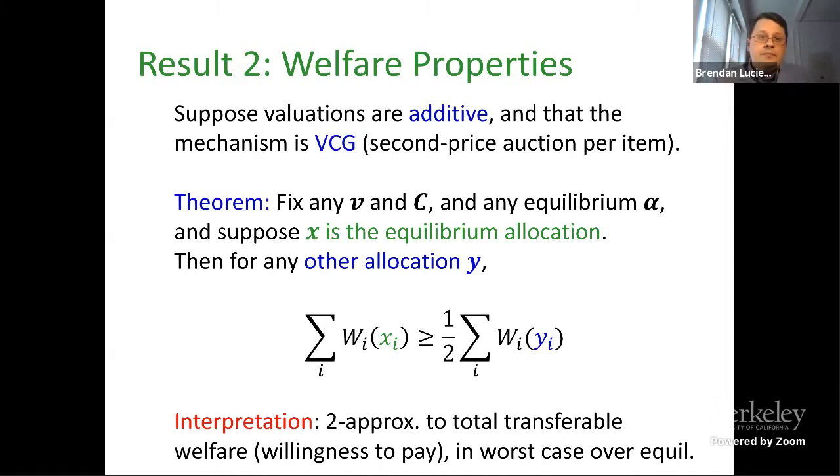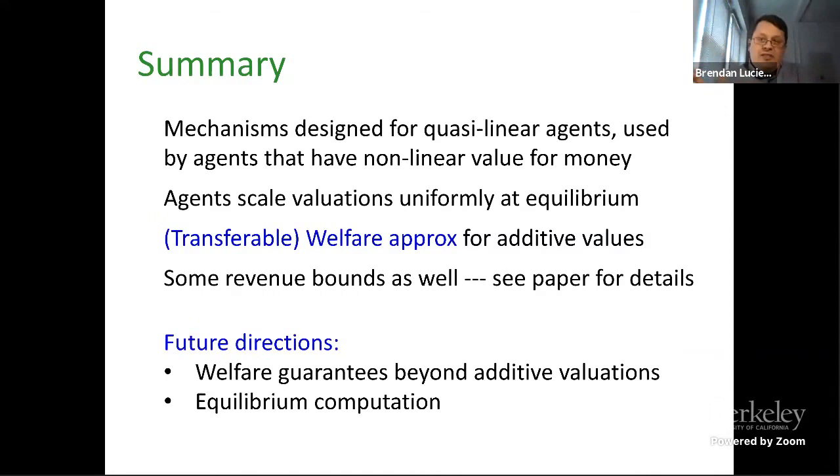Okay, so to summarize: we take mechanisms designed for quasi-linear agents and dump them in this environment where agents are not necessarily quasi-linear. What happens? We get this type of equilibrium where agents just scale by these constant factors. There are some notions in which the outcomes are approximately efficient. Future directions include extending the analysis to more general classes, but also, these are all existence results, and we'd like to understand things about computation as well. Great, thanks very much.